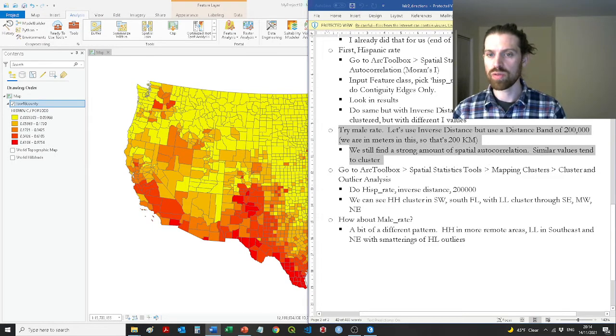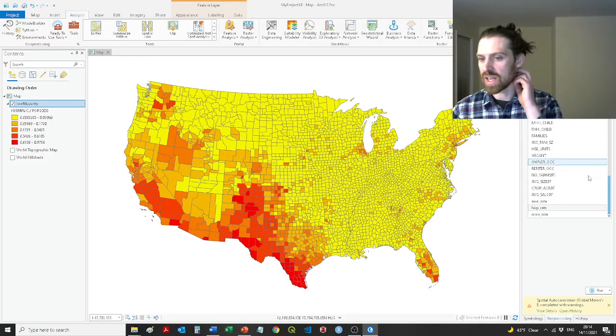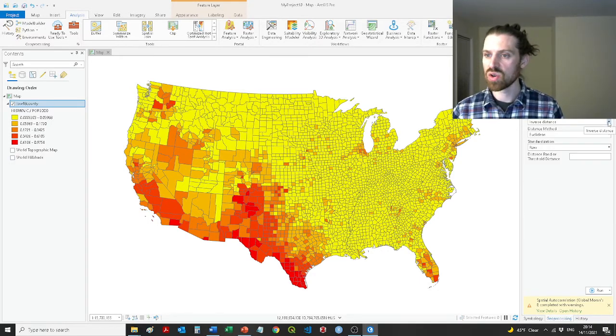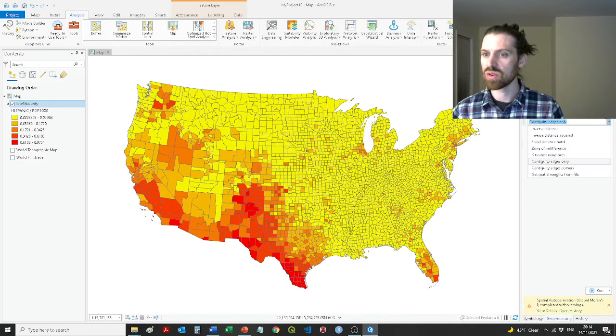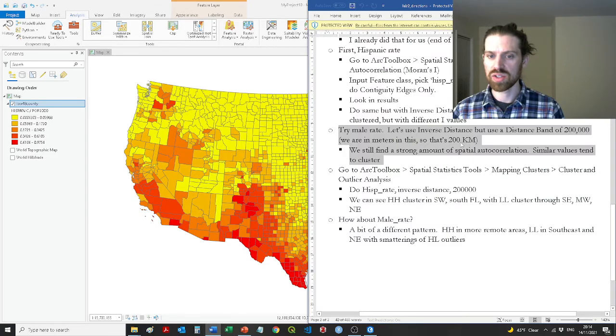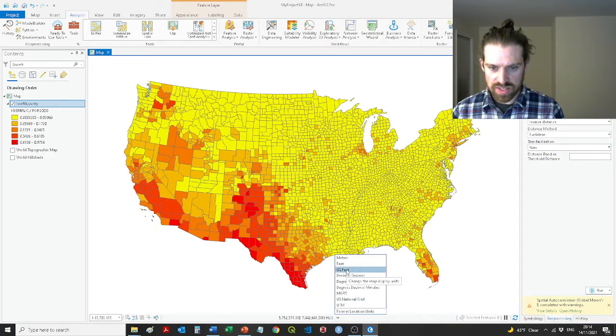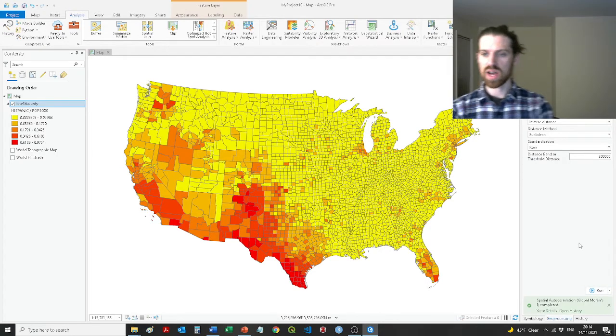So look, let's now play with the male rate, okay? Before we were focusing just on the Hispanic rate, which we knew in advance was highly spatially clustered. Let's look at the male rate. Let's go to inverse distance weighting, sorry, contiguity edges. Here we go, inverse distance weighting. We're going to use a band of 200k. This unfortunately isn't in feet, so let's just do meters. There we go, we're in meters there. And I want to use 200,000, okay. So let's run this now.